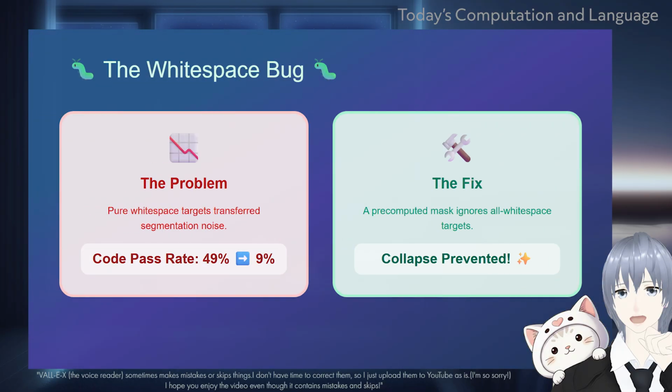Interestingly, researchers also found a weird failure mode during their experiments when training on code generation data, at positions where the target consists purely of white space. This byte exact alignment can actually transfer tokenizer-specific segmentation noise instead of the teacher predictive behavior. This basically caused the student model to forget how to indent code properly, dropping its code pass rate from 49% to just 9%. To fix this, they introduced a white space mask that simply ignores these all white space target positions during training, which completely prevented the collapse. It is those little practical details that make a huge difference in AI research.